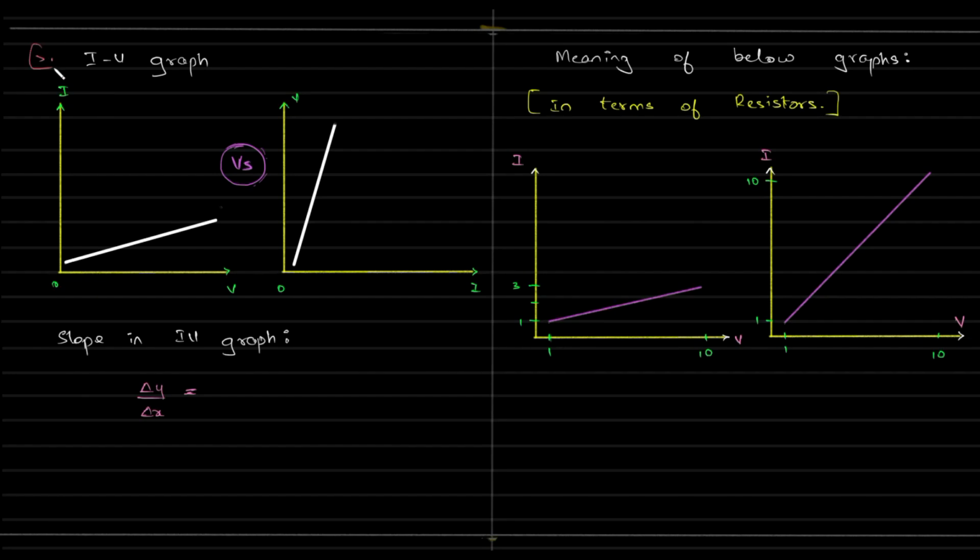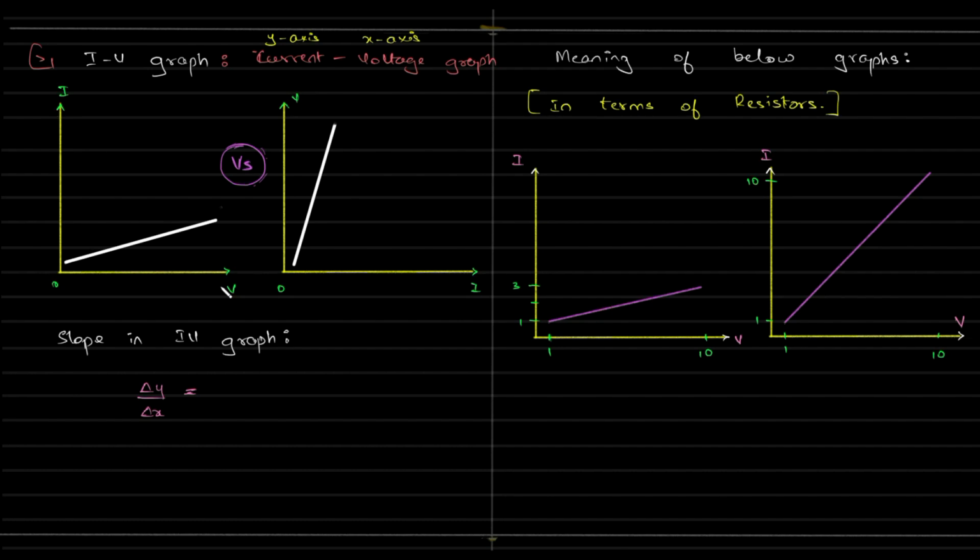So we saw VI graph. Next thing is IV graph. As you can guess, IV graph stands for current voltage graph, right? So here, if you remember the standard, along the y-axis you have your current, and along the x-axis you have your voltage. It's always written in this form. So IV graph and VI graph.